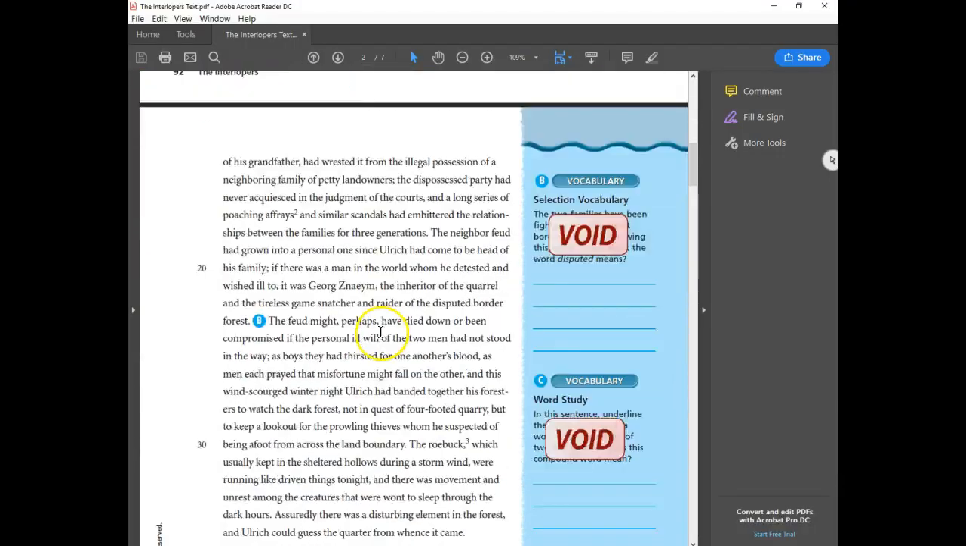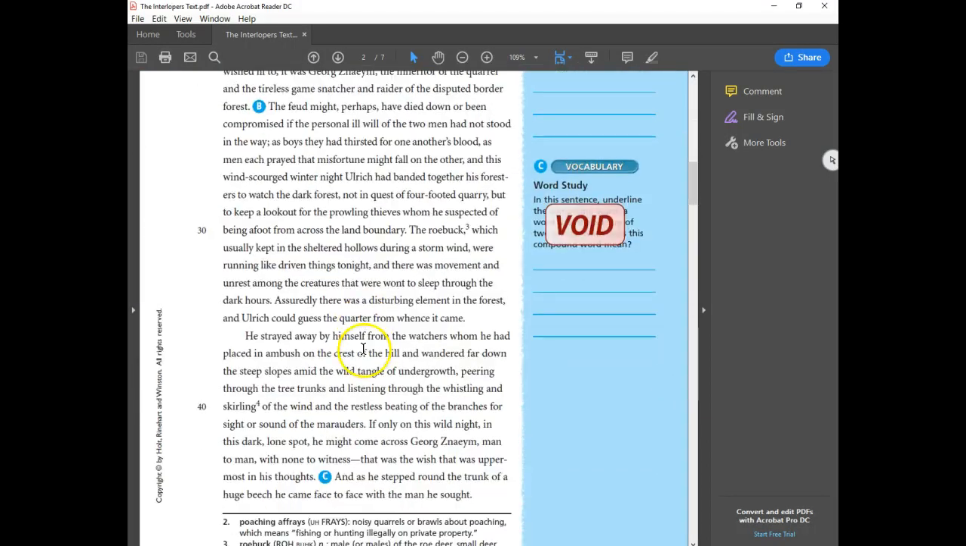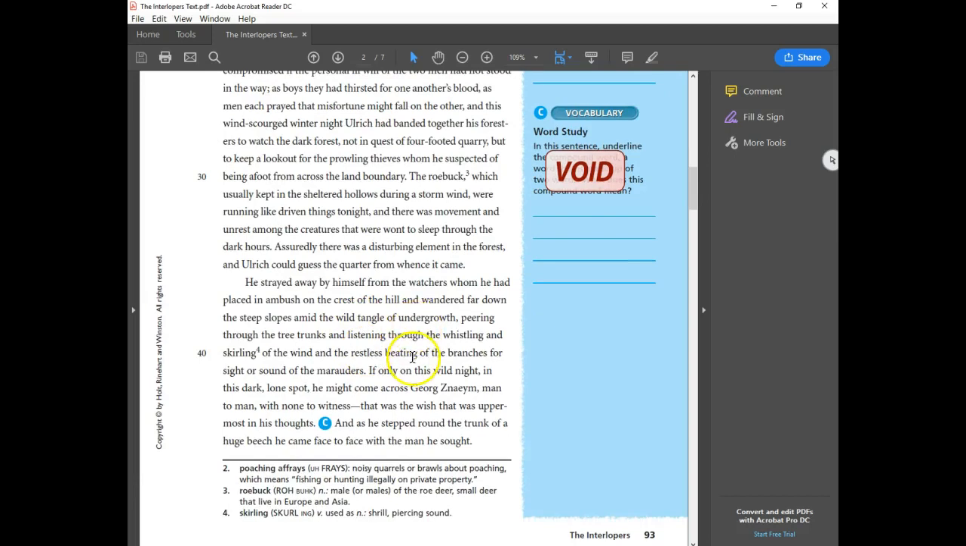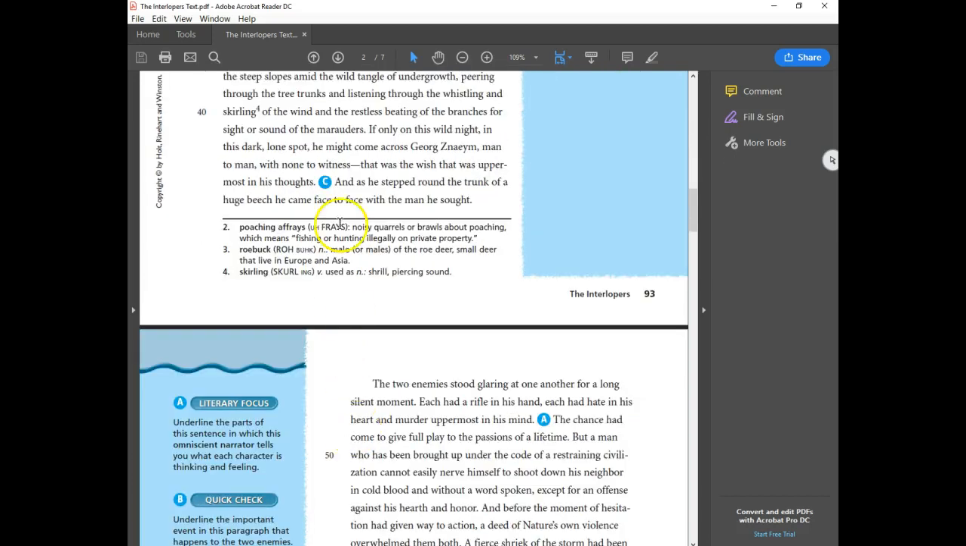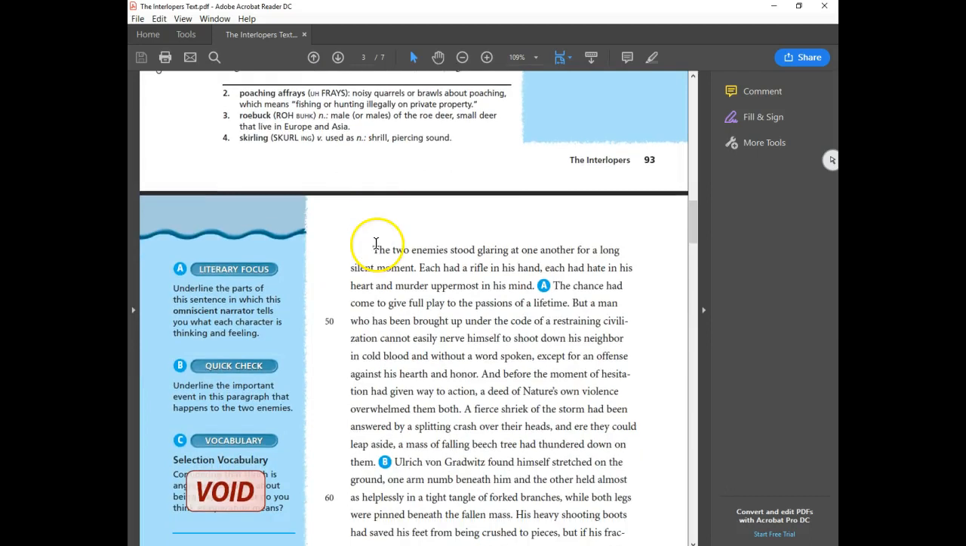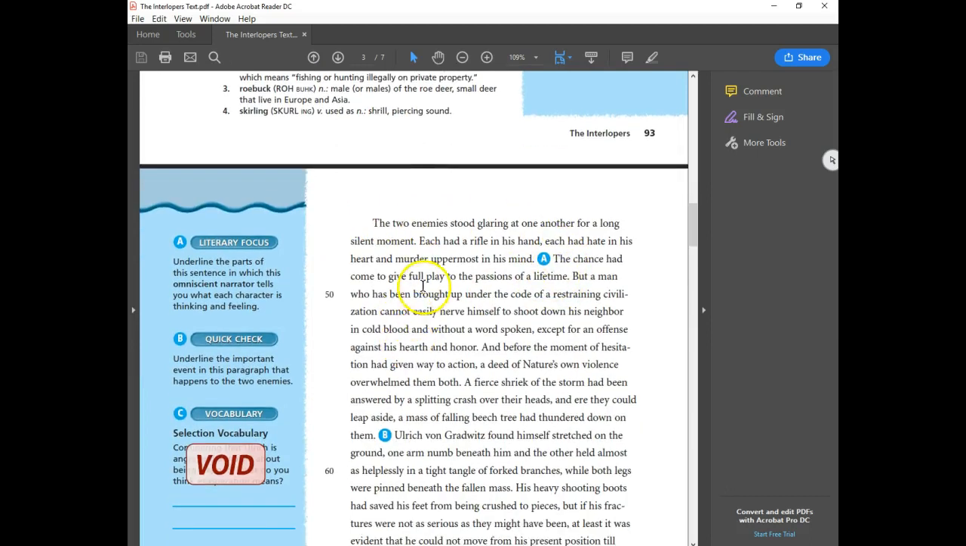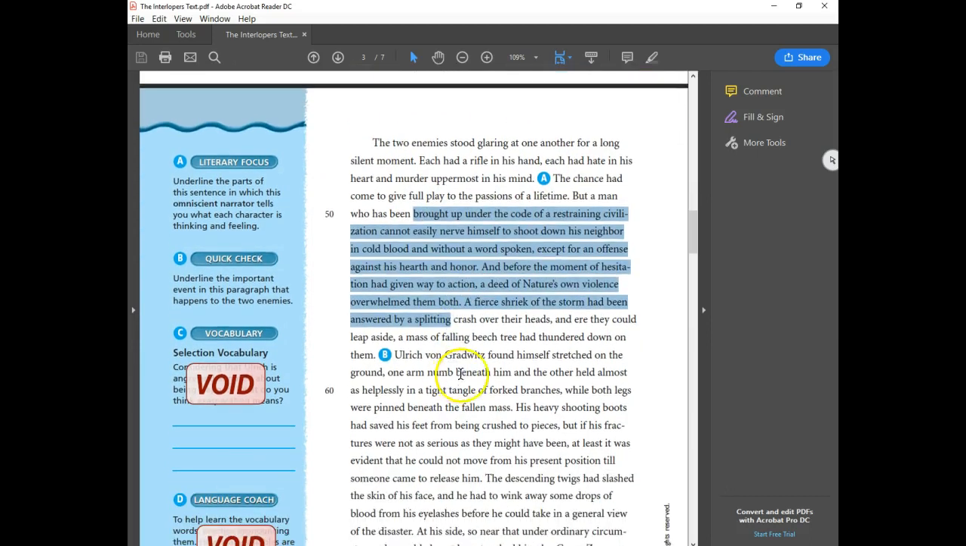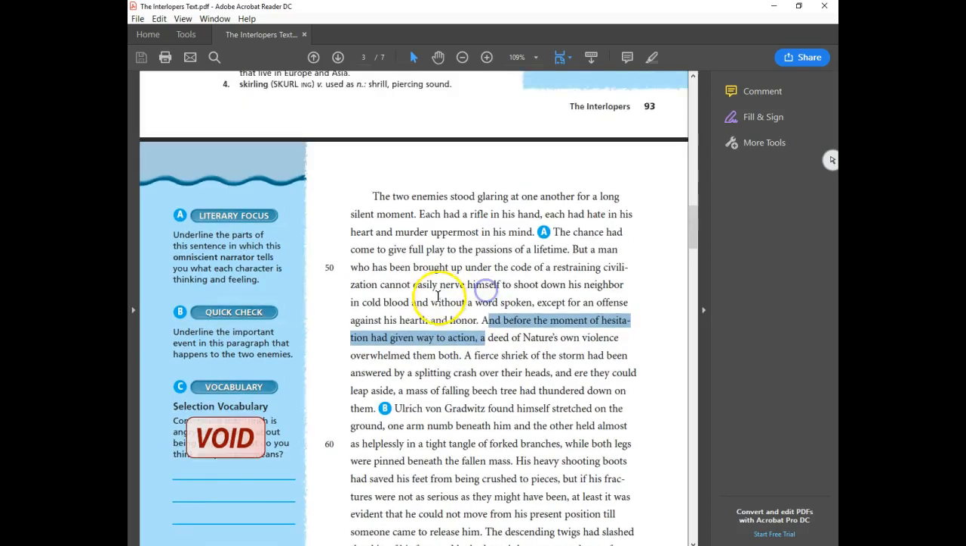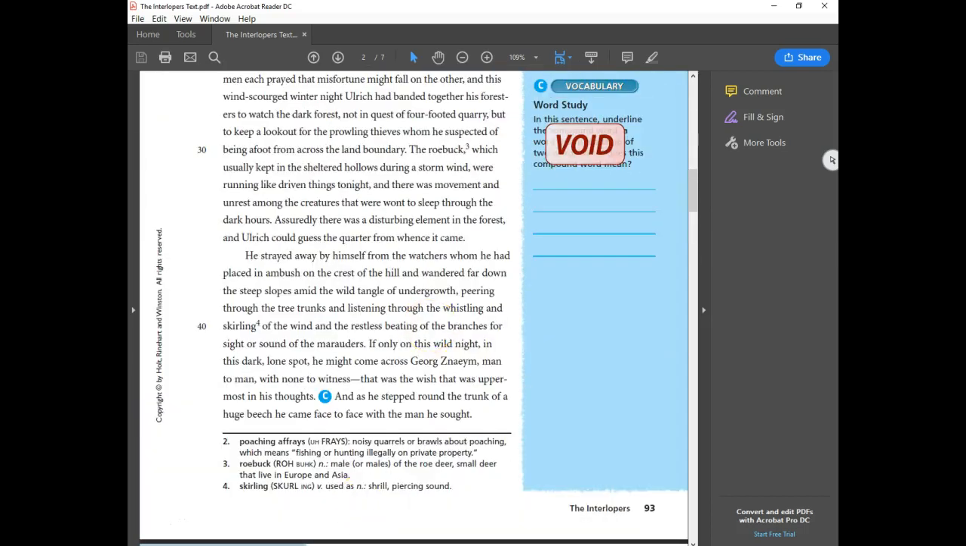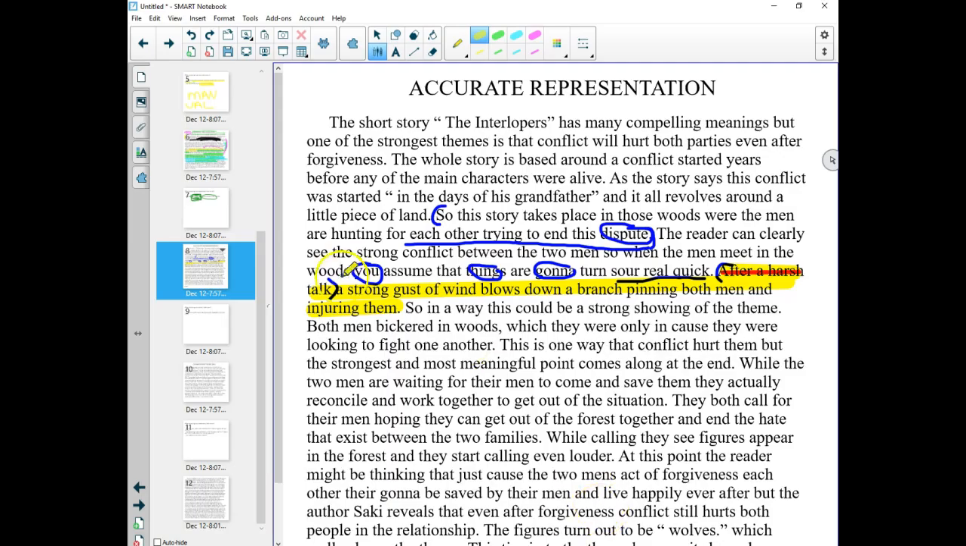Let's see. They're there. "He stepped to the trunk, face to face with the man he sought. But the man has brought them there. He didn't have the nerve. His heavy shooting boots saved his feet." Like, it starts falling right here. They don't talk. There's no discussion. There's no heated dispute. What is happening? "After a harsh talk"? What? There is no talking. There's nothing there.